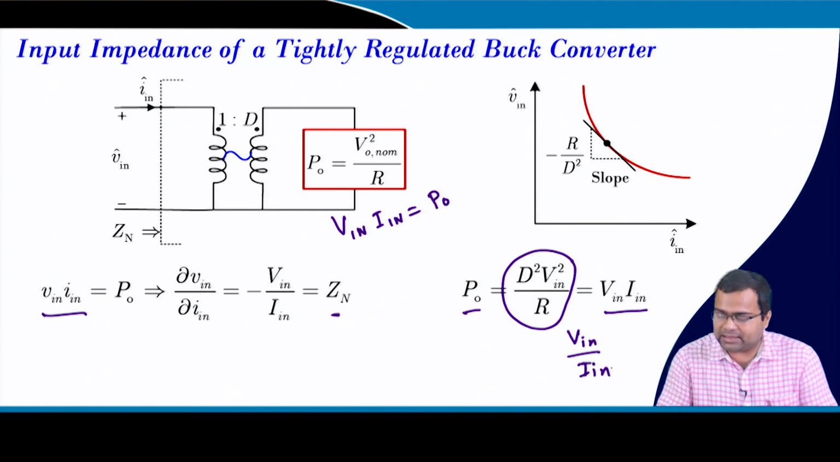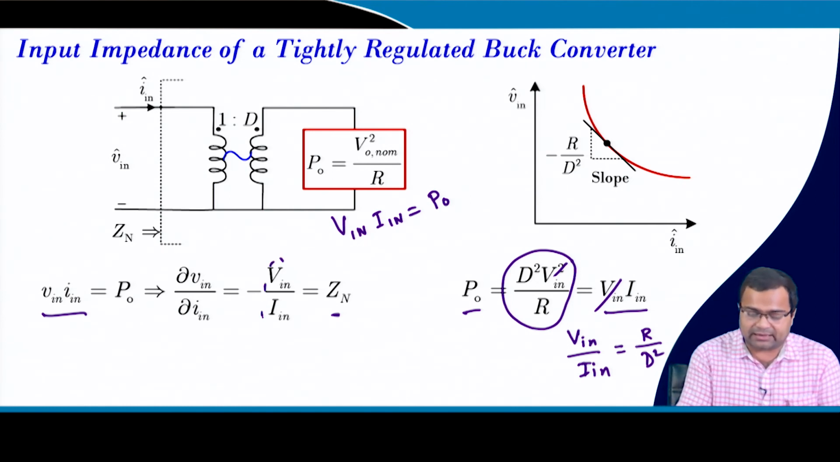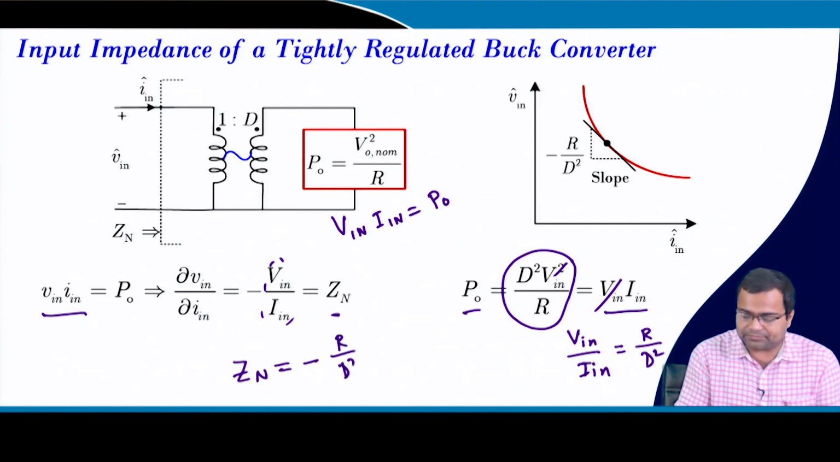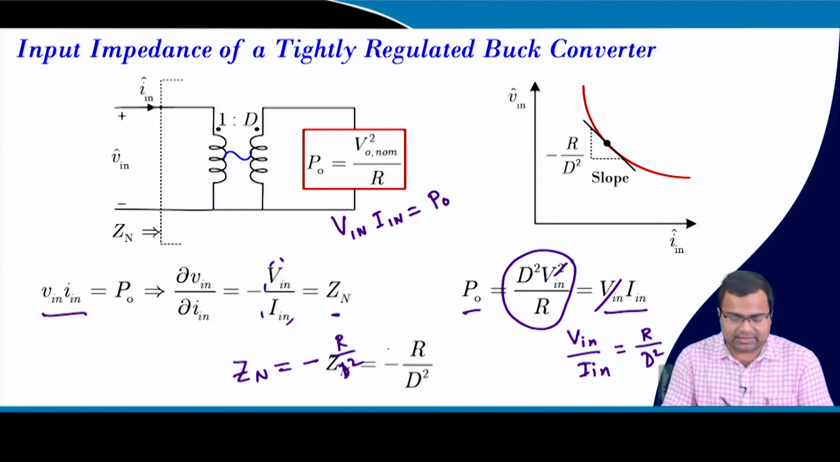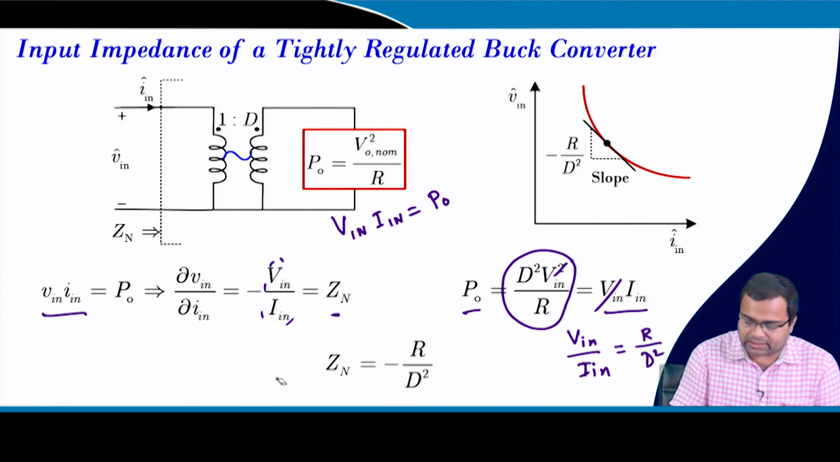So, you can see I can cancel this with this one. So, I can take this side. So, Vin by Iin will be simply R by D square. Now, if you substitute here, you will get Zn is equal to minus R by D square. This is exactly what we got, right. So, Zn equal to minus R by D square.